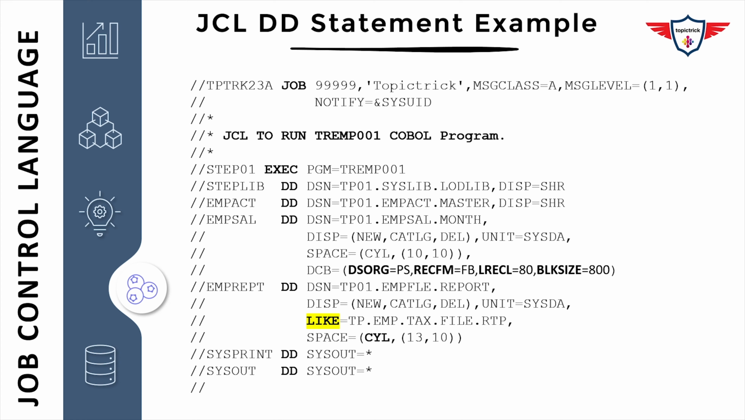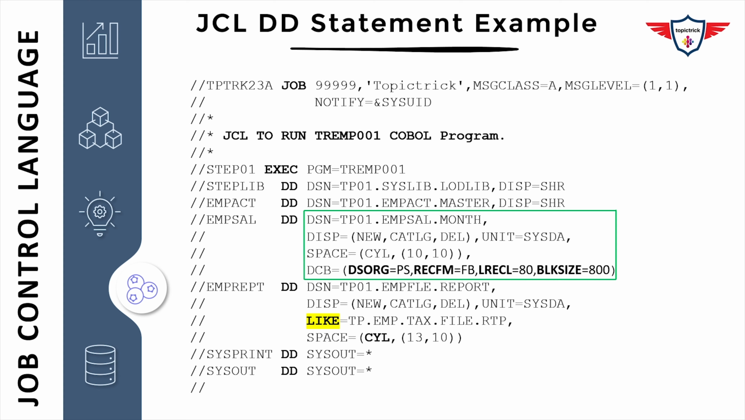If you look at the second DD statement, which is EMP-ACT, it's actually an employee account master file which is holding the data of all the employees working in a company. And if you look at the third DD name, that is EMP-SAL, this is a new file which would be created by this program, and the file name is tp01.empsal.month. So it is actually a monthly file, and the disposition for this file is new, catalog and delete.